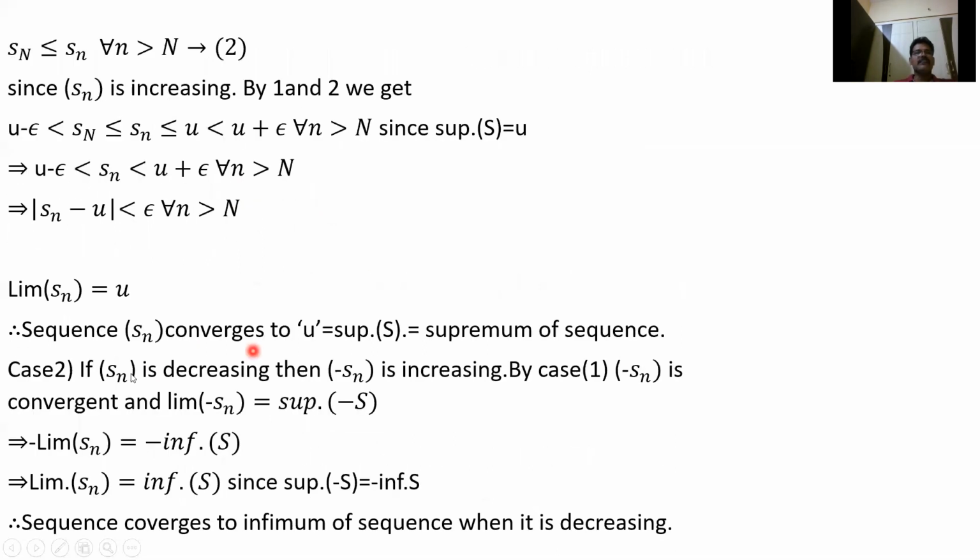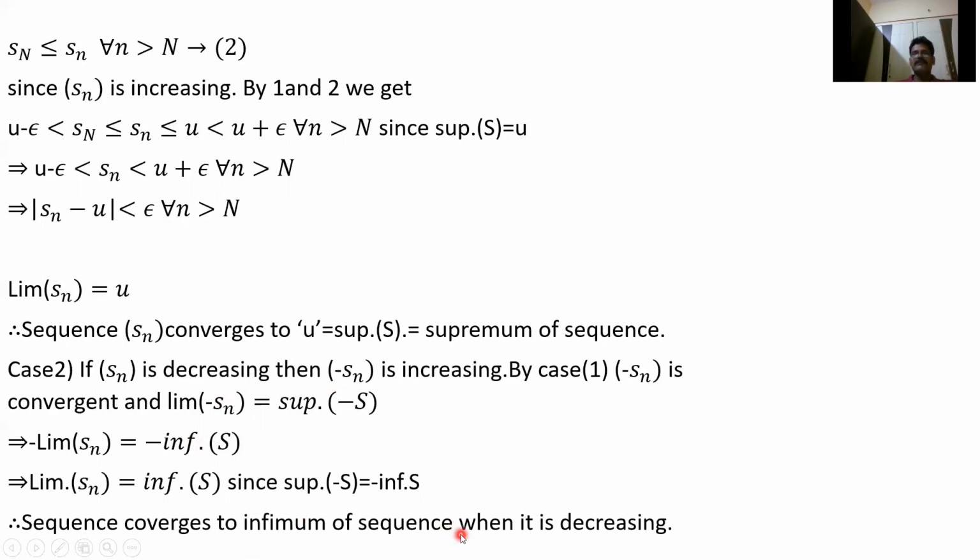And also every decreasing sequence is bounded above, by S1. Every term in the sequence is less than or equal to S1. So if Sn is decreasing, then it is bounded above, and to show it is convergent, it is enough to show bounded below. Finally, an increasing bounded sequence converges to its supremum, and a decreasing bounded sequence converges to its infimum.